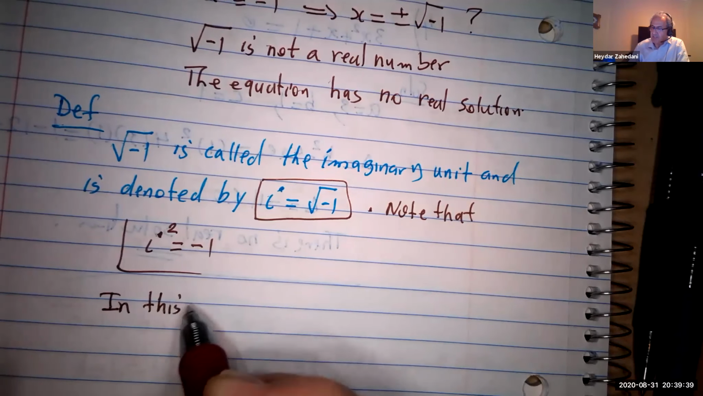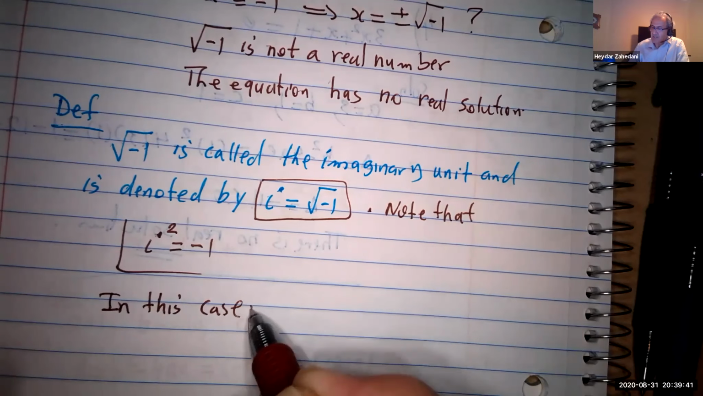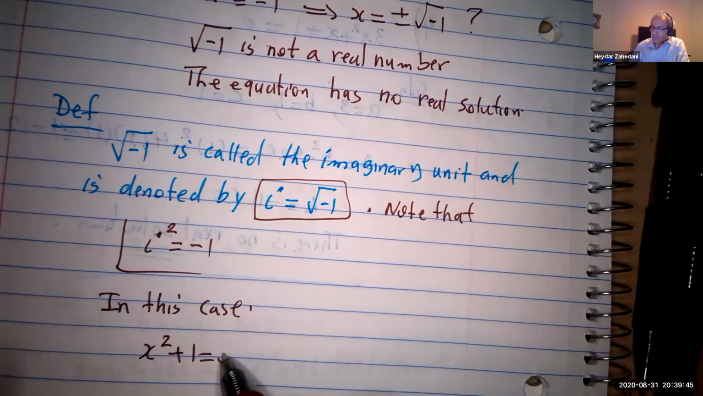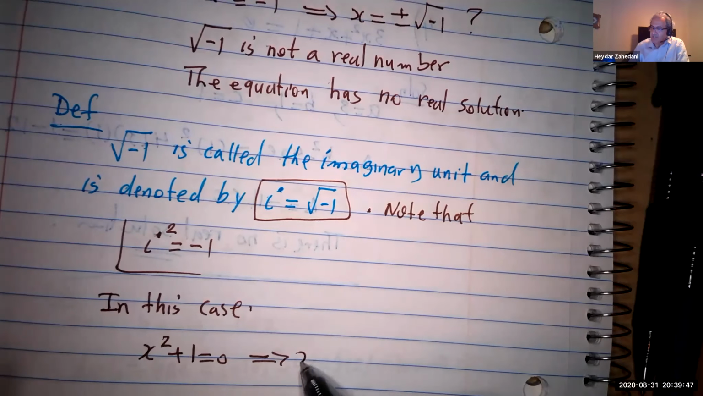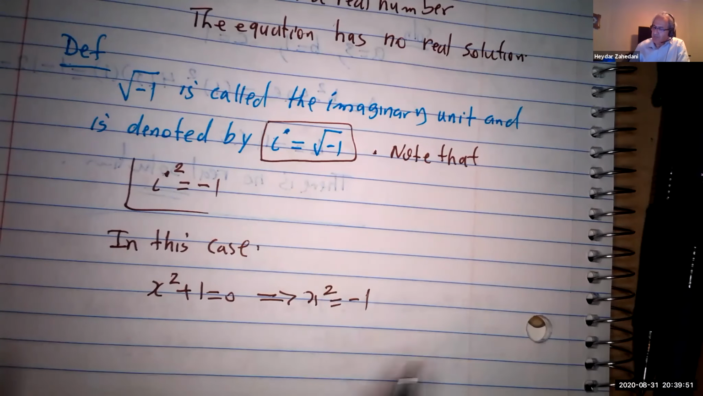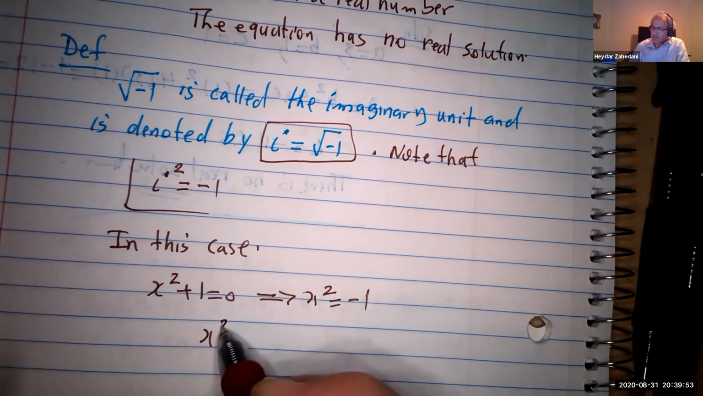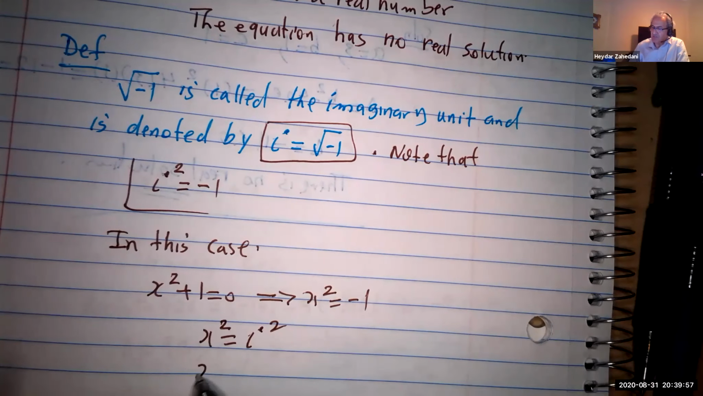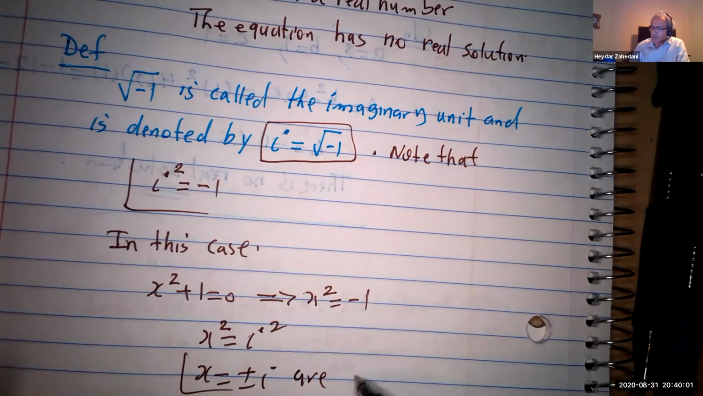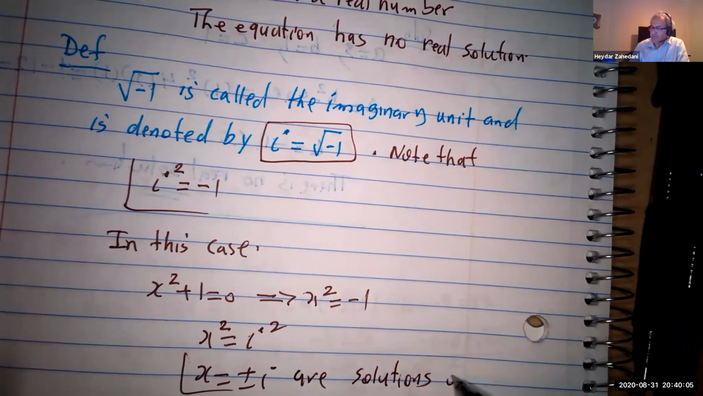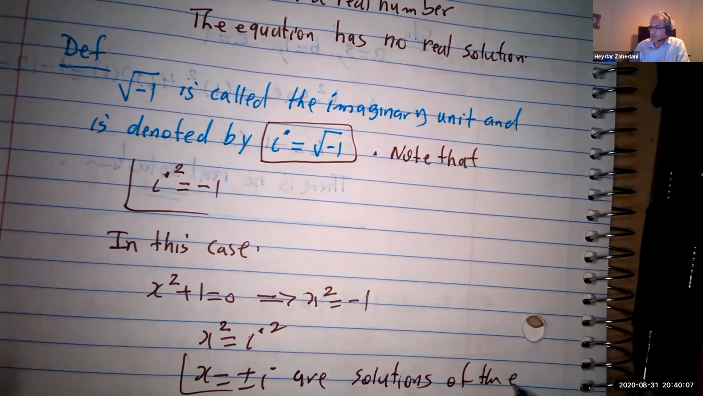In this case, if you have x squared plus 1 equal to 0, then x squared would be equal to negative 1. So we replace the negative 1 by i squared. The solutions of the equation would be x equal to plus or minus i.